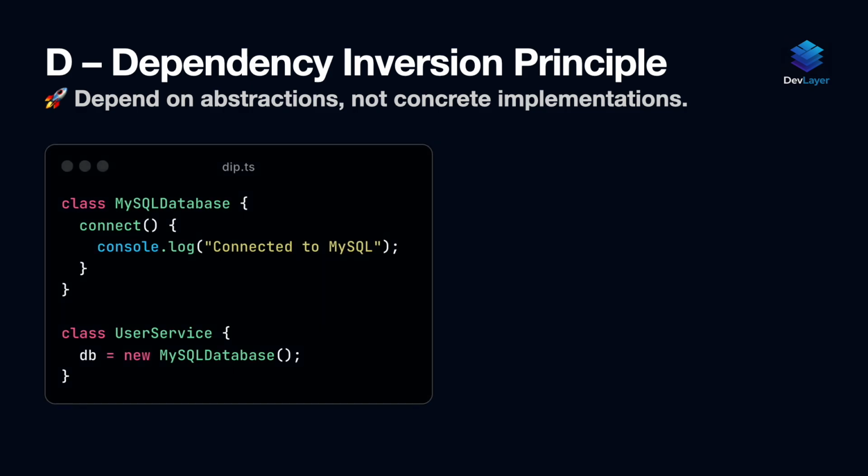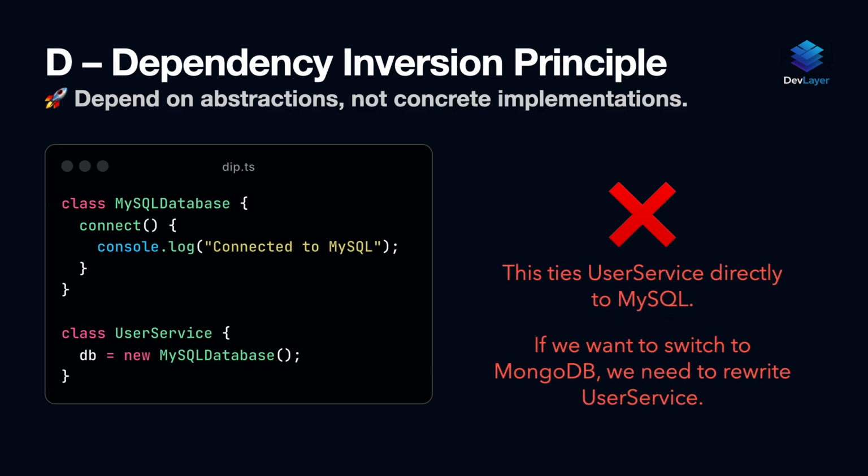Imagine you have a UserService class and inside it you directly create an object of MySQL database. Now this UserService is tightly coupled to MySQL. Let's say if we want to switch to MongoDB, we'll need to rewrite the full UserService. This breaks flexibility and makes our testing harder.